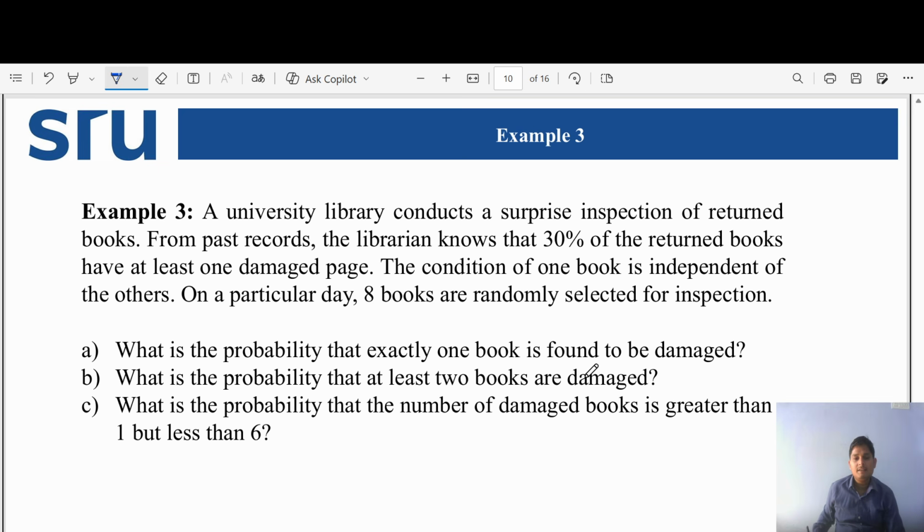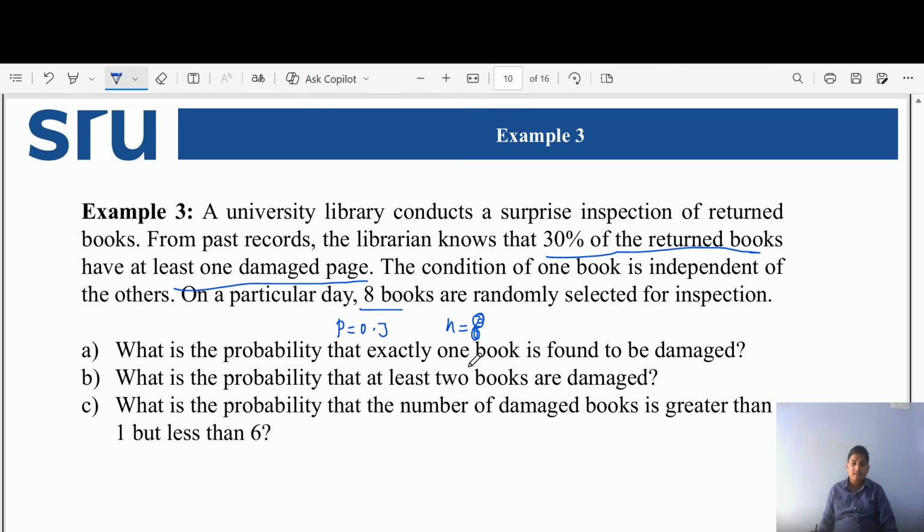Now, a university library conducts a surprise inspection of returned books. The library knows that 30% of the returned books have at least one page damaged. 30% of the returned books means p is equal to 0.3. And on a particular day, 8 books are randomly selected, which means n is equal to 8. So p is given, n is given, and in these 3 parts, k is mentioned.